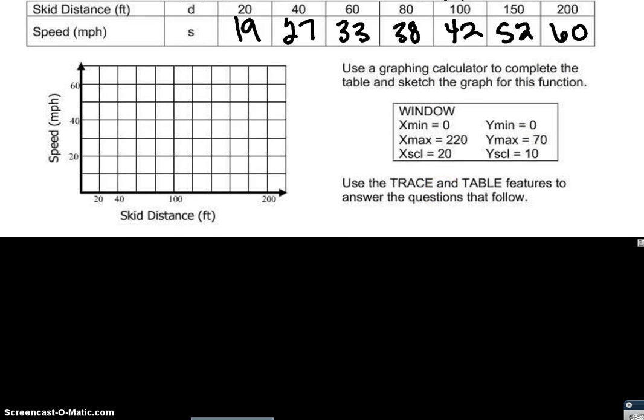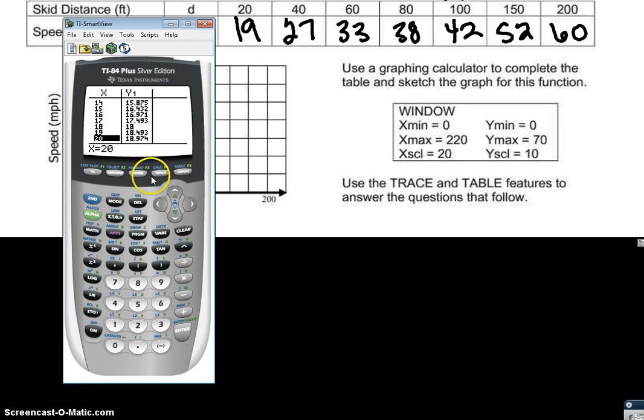Now what it does is, just like we did in the last assignment, it changes your window. So when you go to the calculator and we hit the window button, where it says X min, it tells me to change it to 0. Where it says X max, it tells me to change it to 220. My X scale is going to be 20. The Y minimum is 0, the Y maximum is going to be 70, and my Y scale is going to be 10. Once you change the window to match that, when you hit graph, your graph on your paper is going to match what you see here in the calculator.